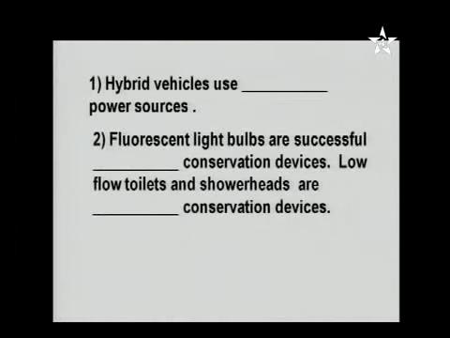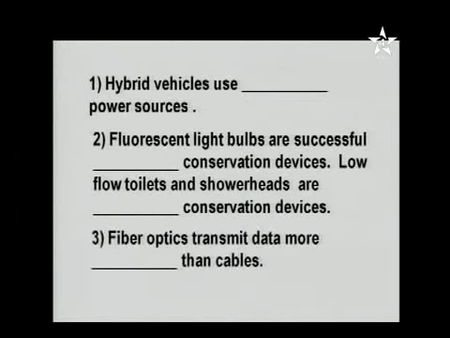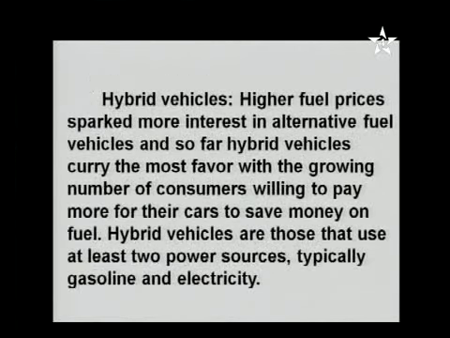Okay, sentence 2. Fluorescent light bulbs are successful ___ conservation devices. Low flow toilets and shower heads are ___ conservation devices. Number 3, fiber optics transmit data more ___ than cables. Right? We're going to read paragraphs, and then you focus your attention on particular words to pick up in order to fill in these 4 blanks. Okay? So let's read this paragraph.